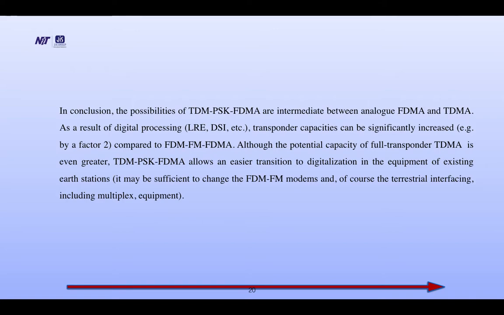In conclusion, the possibilities of TDM-PSK FDMA are intermediate between analog FDMA and TDMA. As a result of the digital processing, LRE, DSI, etc., transponder capabilities can be significantly increased, by a factor of 2 compared to FDM-FM FDMA, although the potential capability of full transponder TDMA is even greater. TDM-PSK FDMA allows an easier transition to digitization in the equipment of existing earth stations. It may be sufficient to change the FDM-FM modems and, of course, the terrestrial interfacing, including multiplexing equipment.